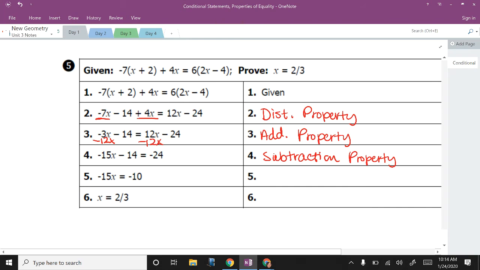All right. So then from step 4 to step 5, what did they do to both sides? They added 14, so that's addition property again. So you can repeat these. And then they went from negative 15x equals negative 10 to x equals 2/3. What did they do on both sides? They divided by negative 15, so division property. You see kind of how that goes?